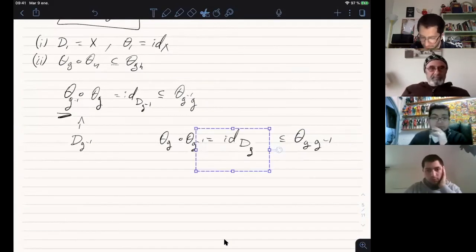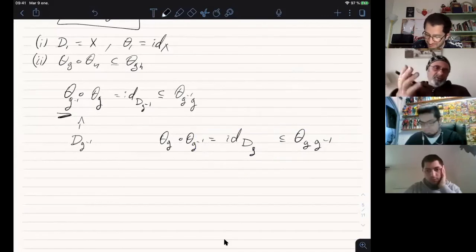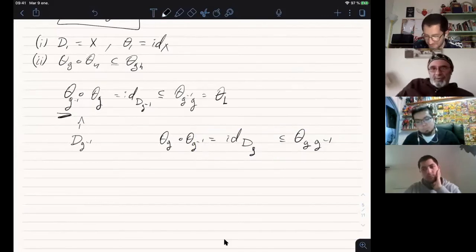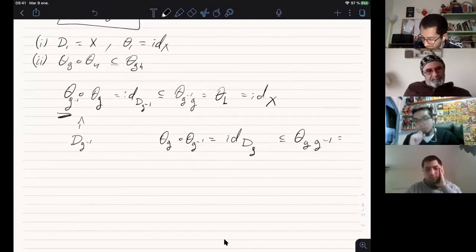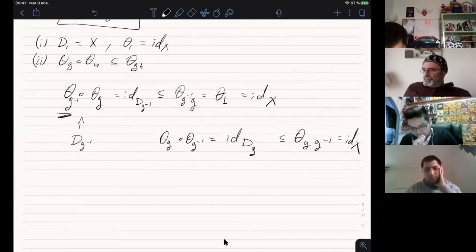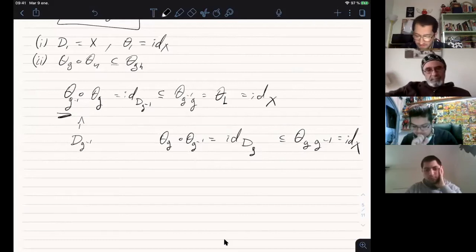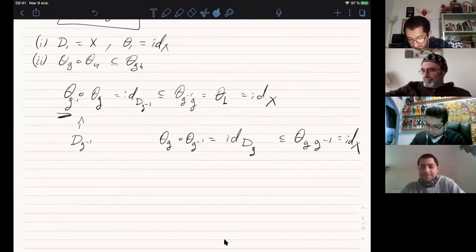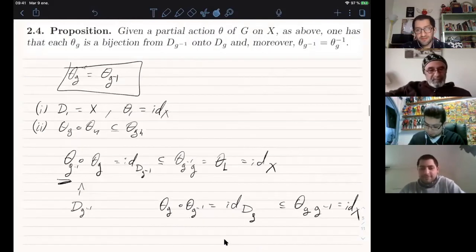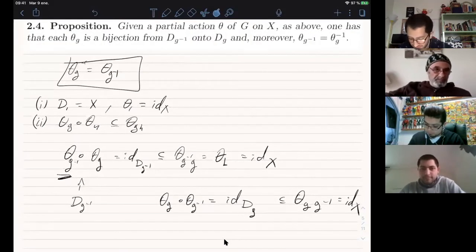Because, of course, this is going to be theta 1, and that's the whole identity in the whole space. Then we have this thing, which is going to be, again, useful in the future.